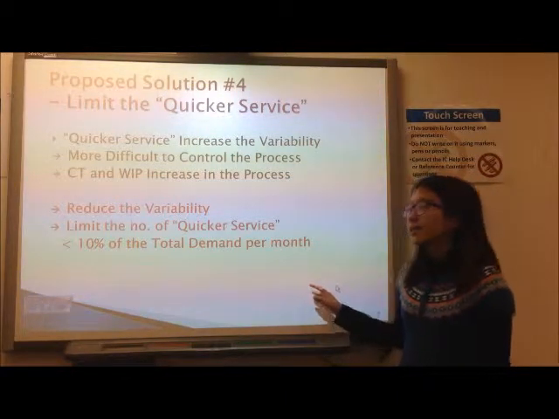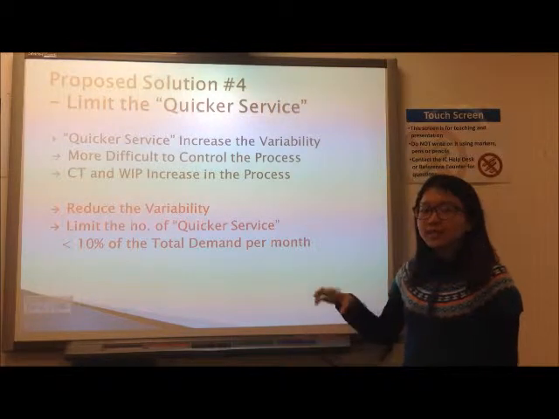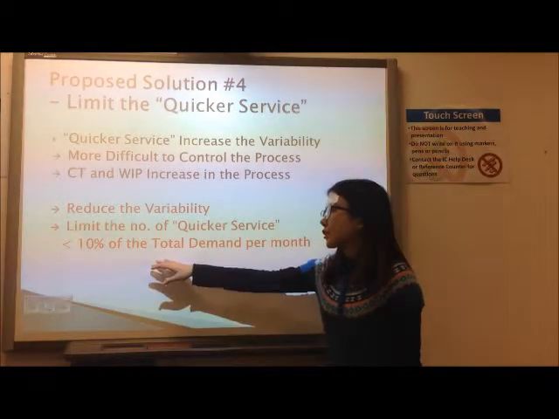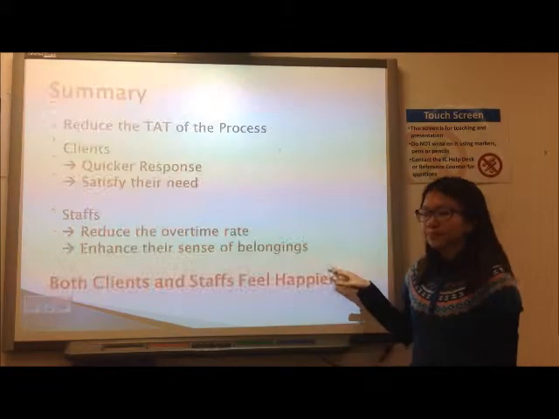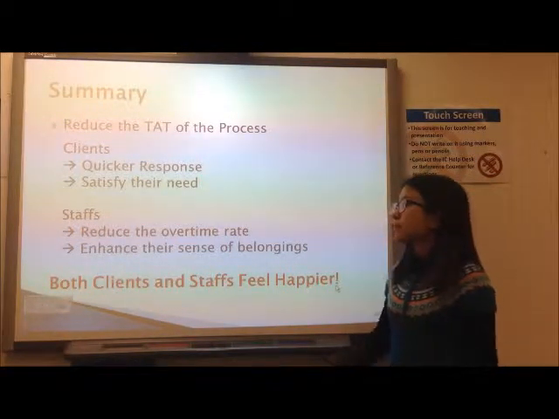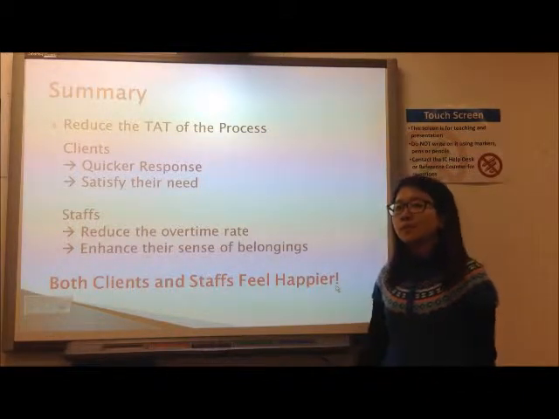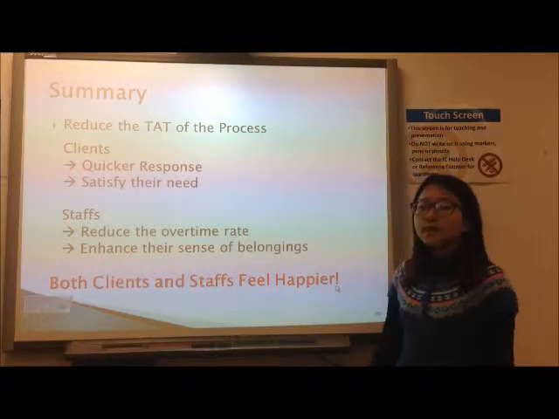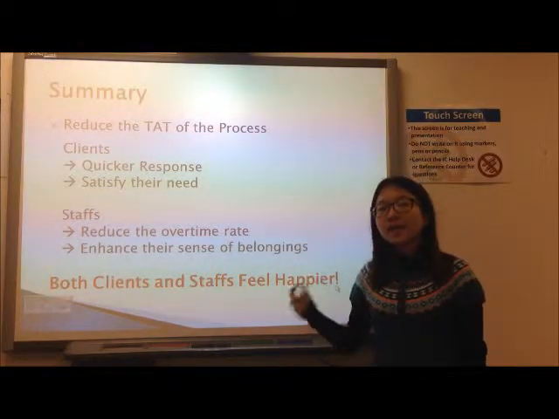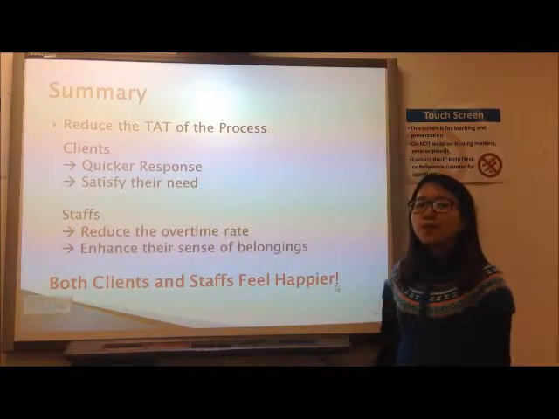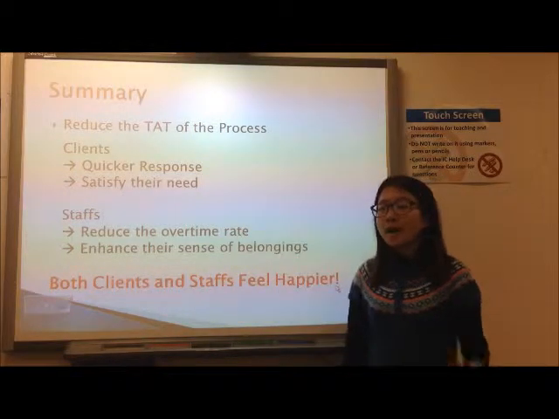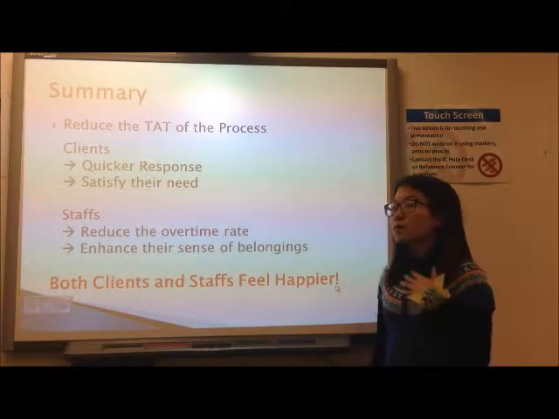And by calculating, we found that we should set a standard for the number of quicker service orders, that is 10% of the total demand per month. In summary, our project aims to reduce the total turnaround time of the testing process, and by applying our four solutions, the cycle time will be reduced by half. And with this new cycle time, the customer can get a quicker response, as well as be satisfied with our service.